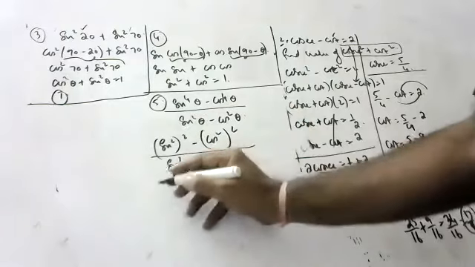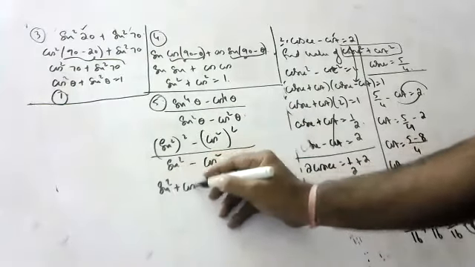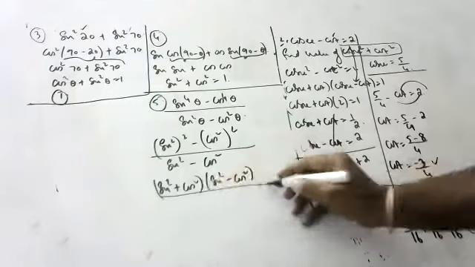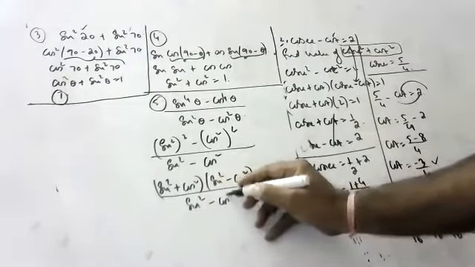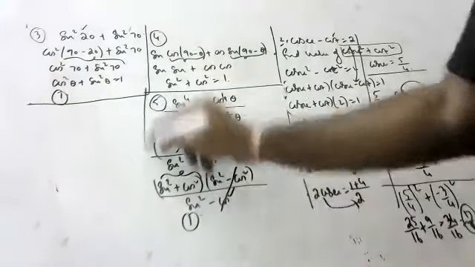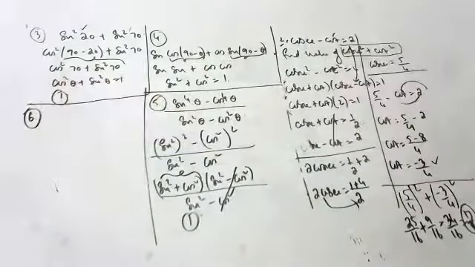This is a square minus b square, which is (a plus b) into (a minus b), so sin square minus cos square. Sin square plus cos square is how much? 1. Okay, next. Sixth question, children. Hope you are able to understand.